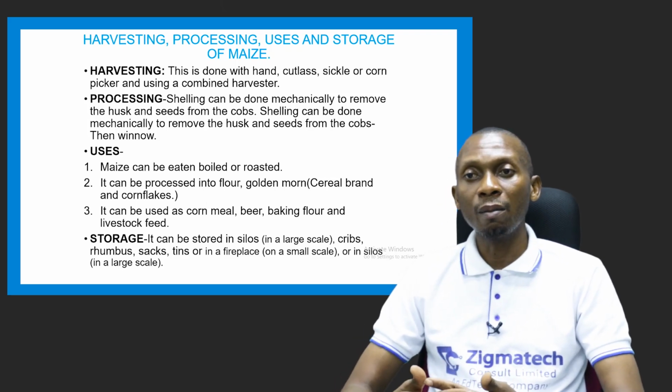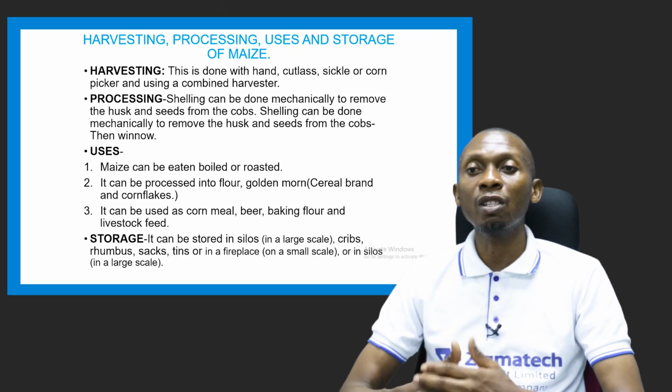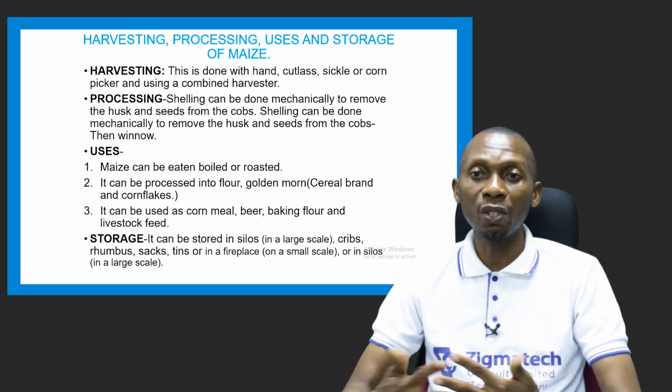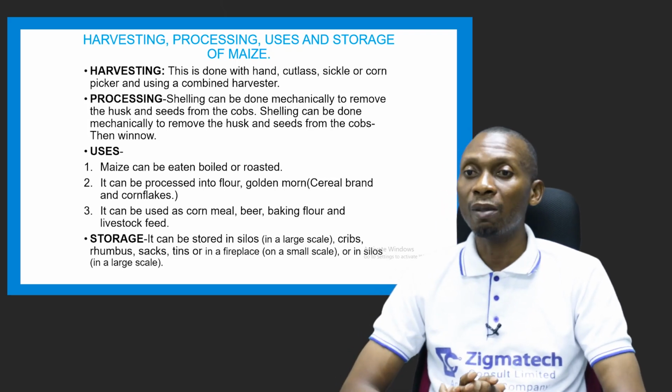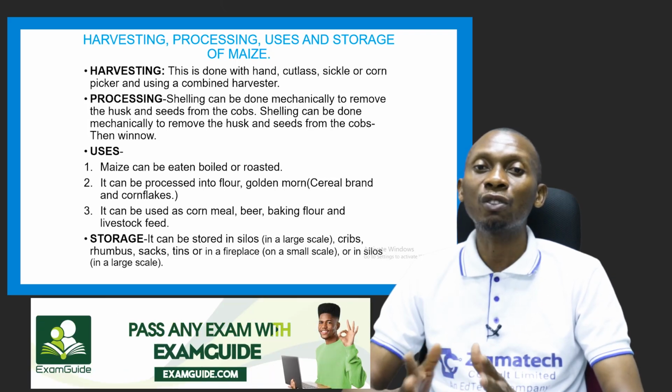Now, what's maize used for? It can be eaten, boiled, or roasted. It can be processed into flour, golden morn, like the cereal brand, and cornflakes that we are familiar with. It can also be used to make cornmeal, beer, baking flour, and livestock feed.